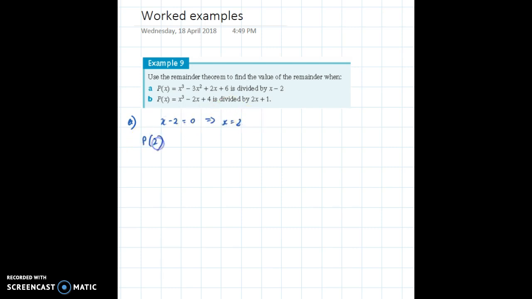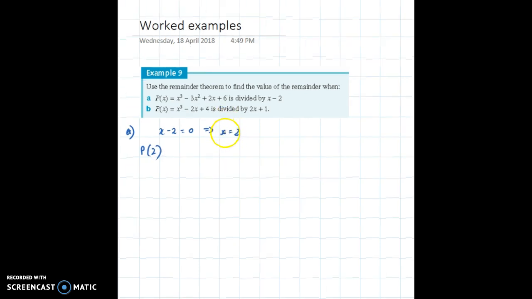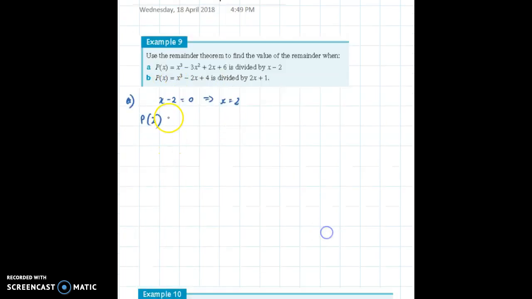So P of 2, as in when I replace the x's with 2 for every x in here, I will get the remainder. Let's do that. 2 cubed minus 3(2 squared) plus 2 plus 6. I know you are so far used to using times, as in you would actually write 3 times 2 squared, but I think using brackets actually helps you see where I've replaced things. So I'm just going to do that for now.